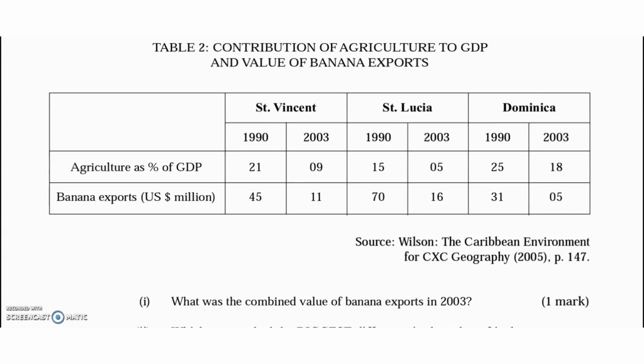Now, what was the combined value of banana exports in the year 2003, for 1 mark? For St. Vincent, we are seeing 11. For St. Lucia, we are seeing 16. For Dominica, we are seeing 5. When we add up all of them, 5 plus 16 is 21, and 21 plus 11 is 32. Now you have to put the units, that is 32 US million dollars for banana exports.